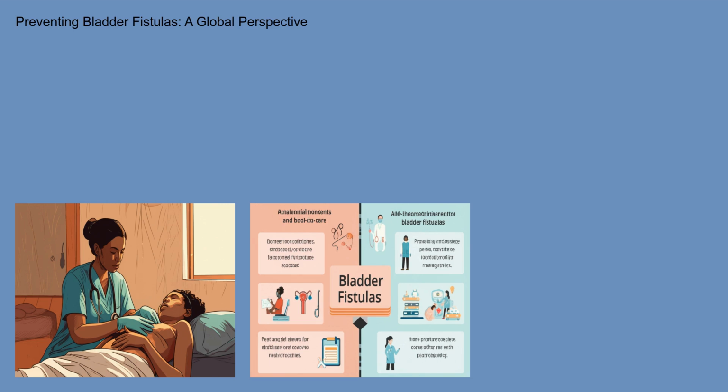Preventing bladder fistulas, especially in developing countries, hinges on improving access to quality obstetric care, including skilled birth attendants and emergency cesarean sections when needed. Early recognition and management of obstructed labor are crucial. In developed countries, meticulous surgical technique during pelvic surgeries and careful radiation planning can help minimize the risk of iatrogenic fistulas. Education and awareness campaigns about the risk factors and symptoms of bladder fistulas can also help individuals seek prompt medical attention.